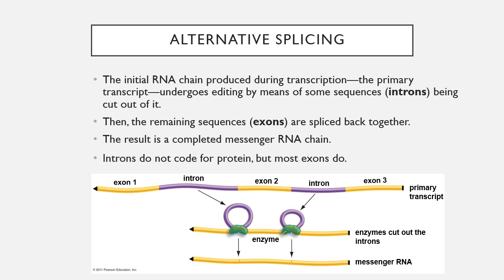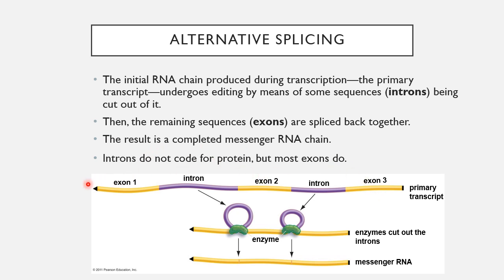So let's look now at those extra pieces of DNA, as we mentioned earlier, that are non-coding pieces of DNA. The initial RNA chain that's produced during transcription, which is called the primary transcript, undergoes editing by means of some sequences called introns being cut out of it. The introns you can see here are these in purple. And so the remaining sequences, the exons, are spliced back together.